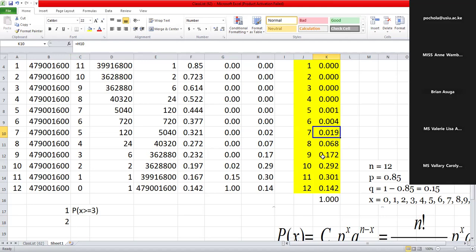Number 3. And you need not write that in mathematical form. It is probability of X is equal to 7. You need to write it down here because we're doing statistics. So this one here is equal to 7.